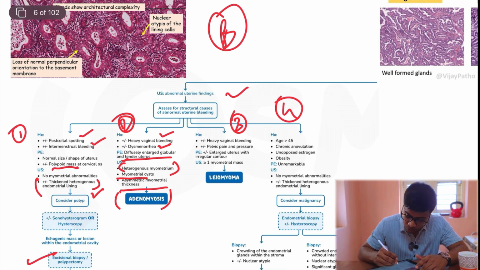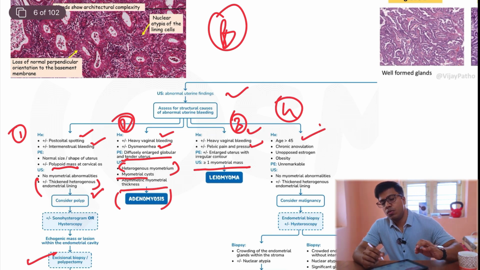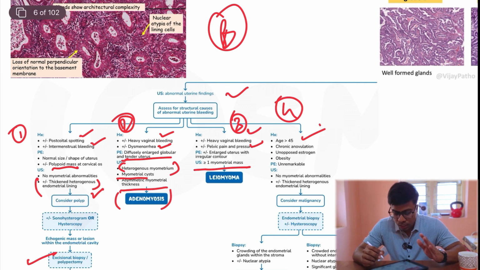Apart from that, third, if there is heavy vaginal bleeding, pelvic pain or pressure, and an enlarged uterus with irregular contour, and ultrasound shows greater than 1 myometrial mass, then it's a leiomyoma. Then fourth, if the age group is given, we have to always look at the age and approach the case accordingly.